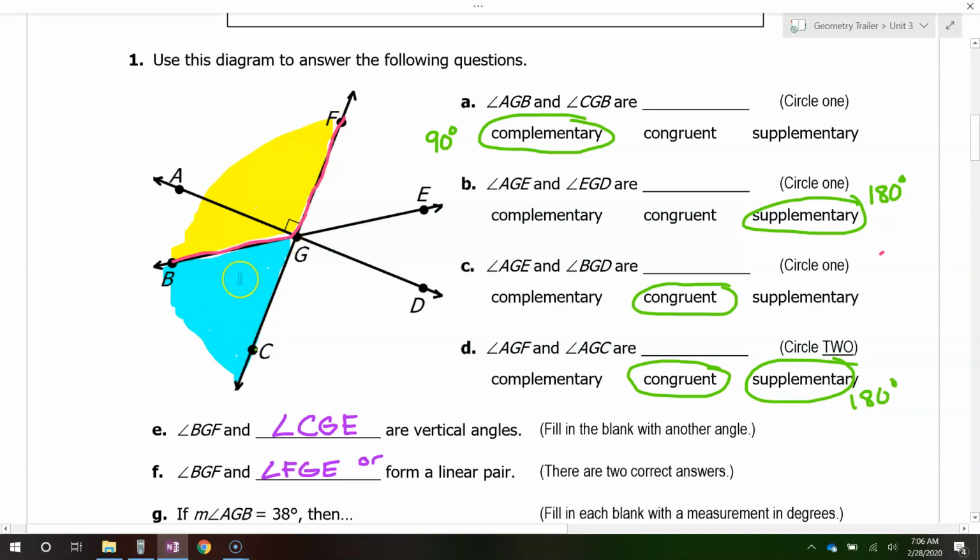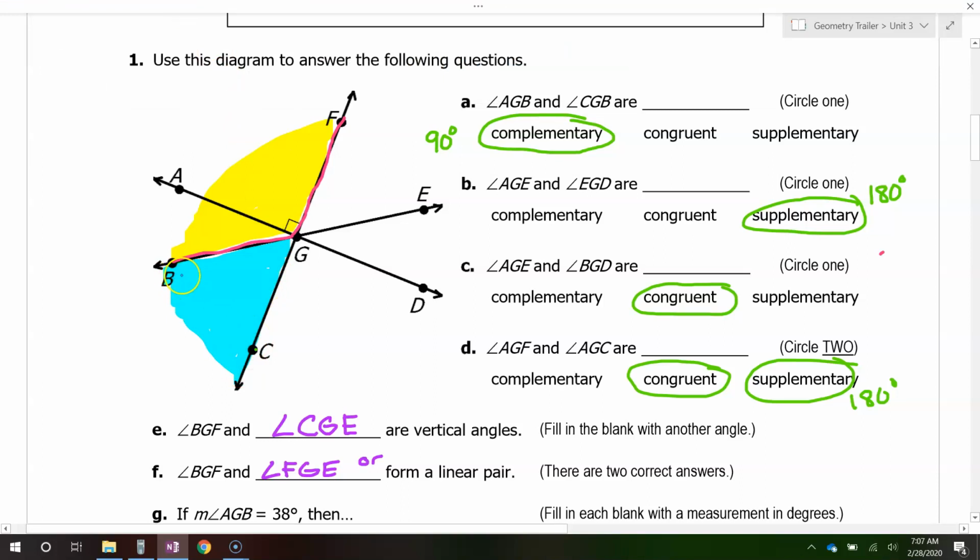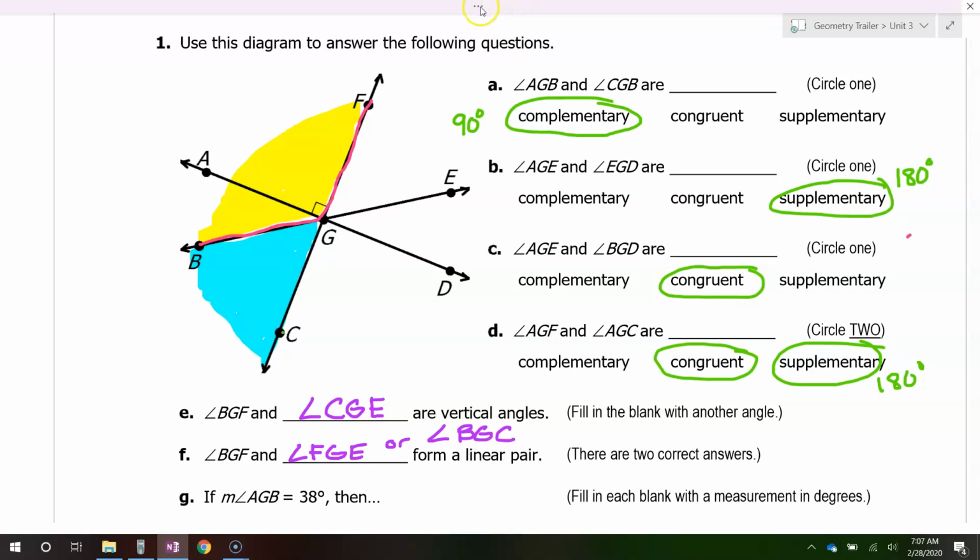All right, these two angles together make a straight line as well. So this is a linear pair too. But this would be angle BGC. All right, so either one of these would be good answers. All right, what is next?